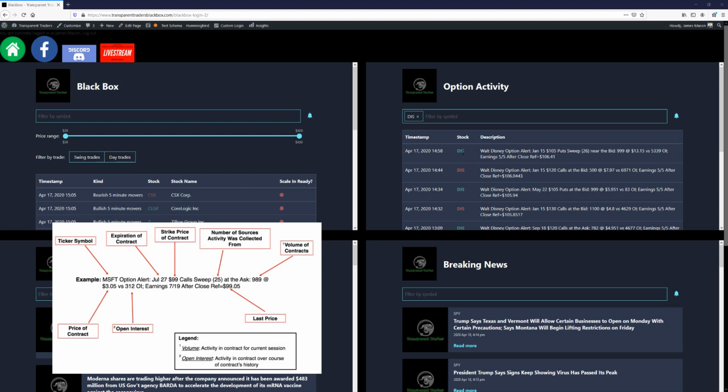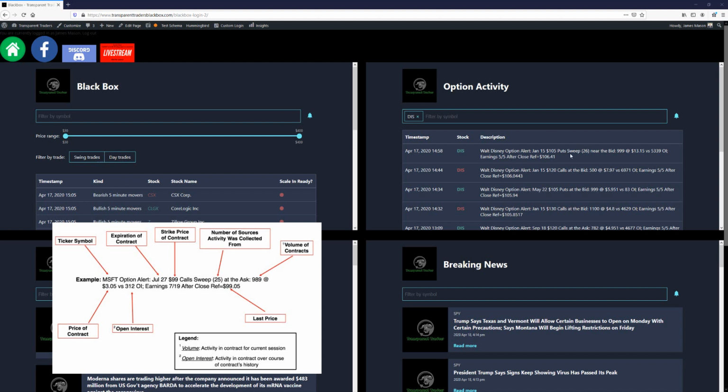If you look right here, you can see it's green compared to this one that's red. What this signifies is this trade right here is considered a bullish trade, while this one is considered a bearish trade. The reason being, you have the company name right here, the ticker symbol. And then it gets into the expiration date, which is January the 15th. And these are the 105 puts. It's a sweep.